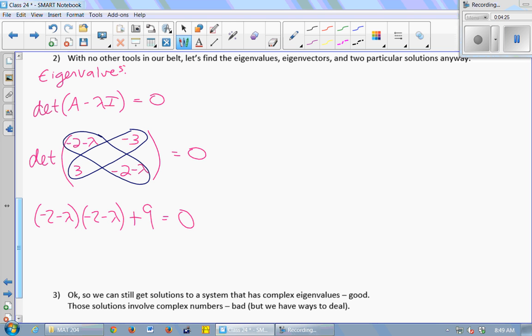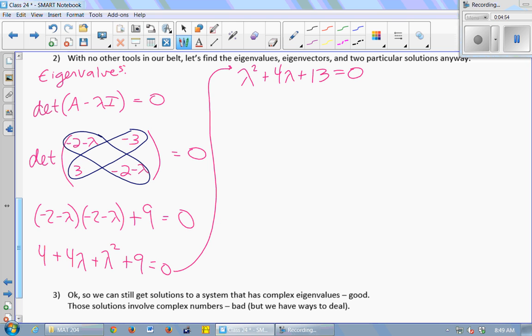So then how do we solve that? FOIL it out, combine your like terms. Okay, so when I FOIL this out, I'm going to get 4 plus 4 lambda plus lambda squared plus 9 equals 0. Combine like terms, and I have lambda squared plus 4 lambda plus 13 equals 0. So it's a quadratic equation.